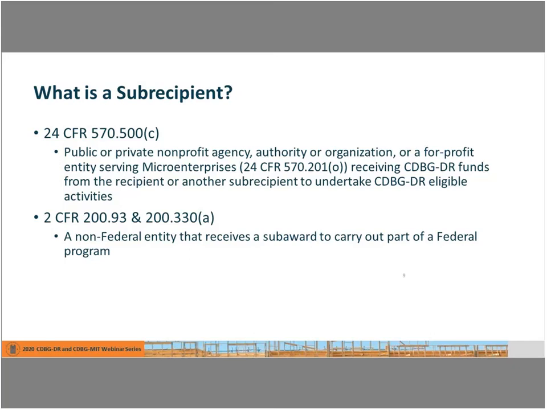Subrecipients are also defined and spoken to in what's known as the common rule. The common rule is 2 CFR 200. That's the place where you will find your uniform administrative requirements, and those range from everything from procurements to audits and whatnot. And in 2 CFR 200, in two separate places, 93 and 330, they also reference sub-awards, sub-grants, and there are some specific provisions that are called out for those types of entities. So a couple places where subrecipients are in fact defined.